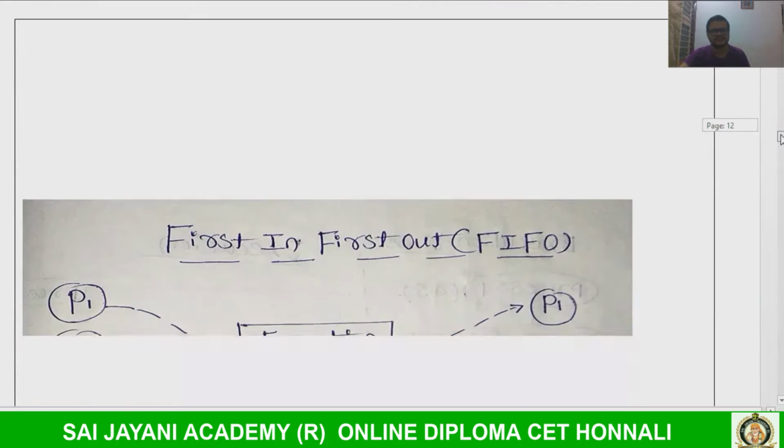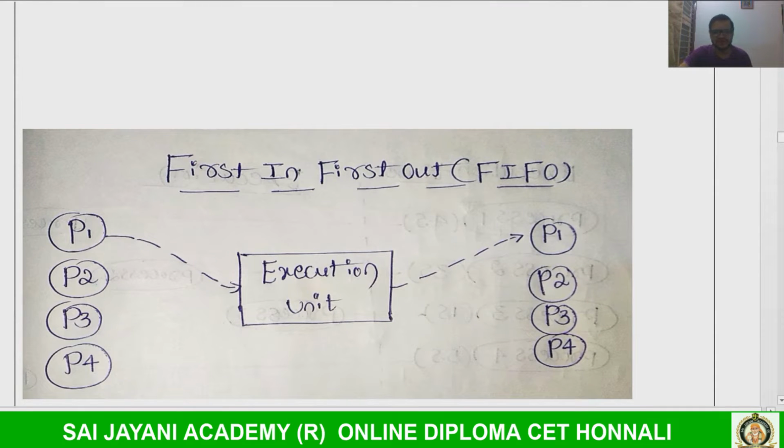Then what is FIFO? In the FIFO algorithm, the processes are executed based on the first in, first out principle. Here the process P1 is given as input to the execution unit at first, so it is executed first. After that the P2 process is given as input to the execution unit, so the P2 process is executed. Similarly P3 and P4.